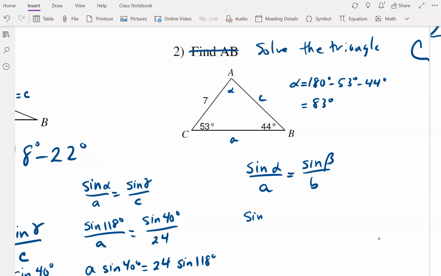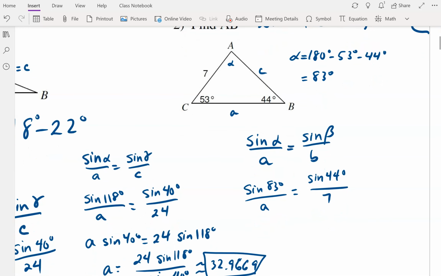I know that alpha is 83 degrees. I don't know A. I know that beta is 44 degrees. And I know that B is 7. Cross multiply. And divide. And we get A is equal to 7 times sine of 83 degrees over sine of 44 degrees.